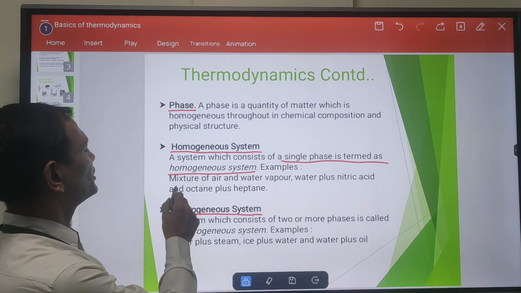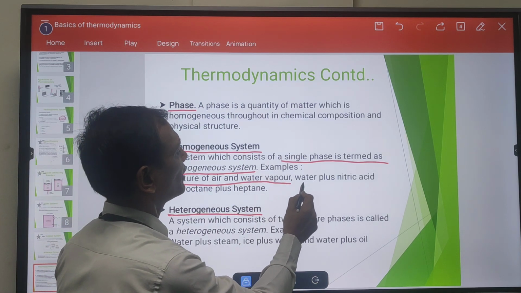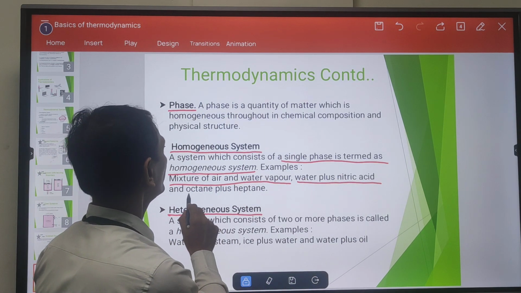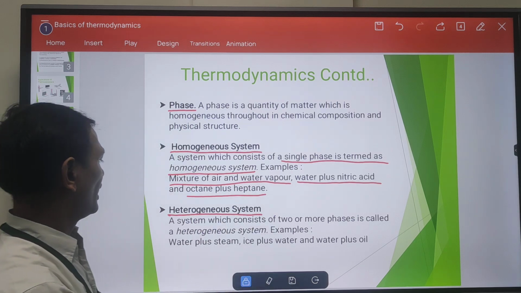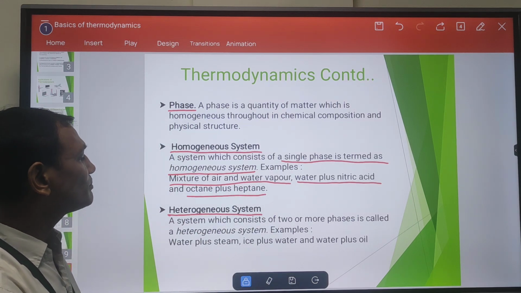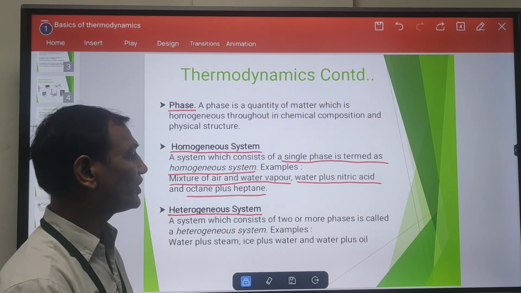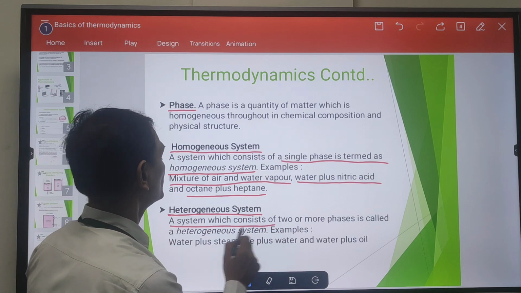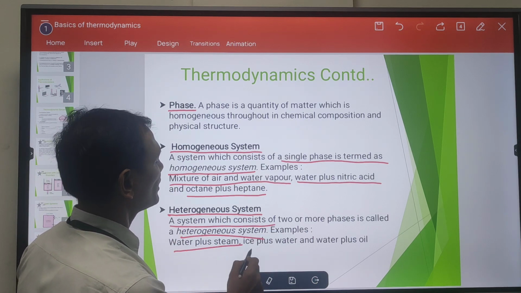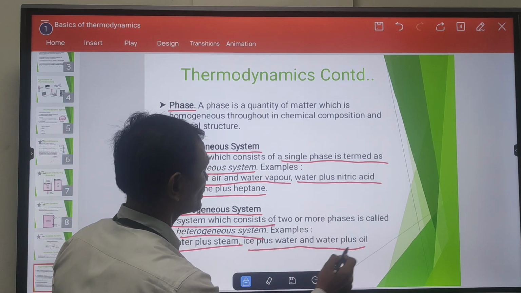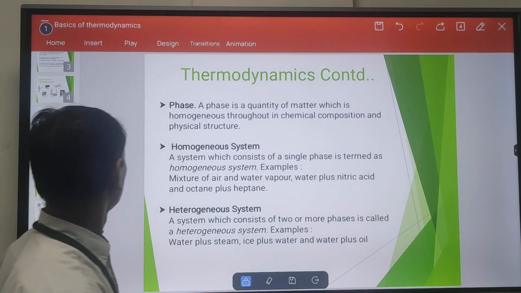For example, a mixture of air and water vapor, water plus nitric acid, and octane plus heptane. And a heterogeneous system is a system which consists of two or more phases. For example, water plus steam, ice plus water, and water plus oil.